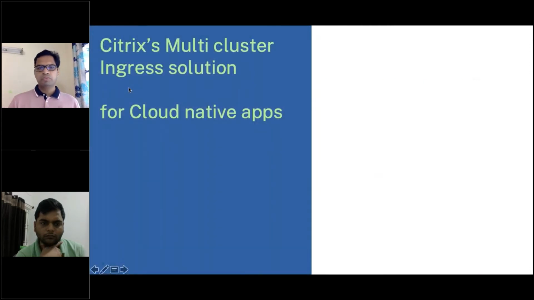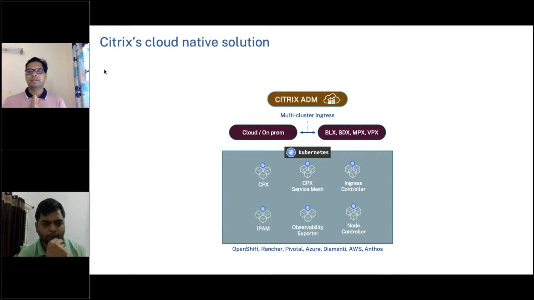So before we show the demo of our exact multi-cluster solution, I want to tell you what is available currently with Citrix ADC for multiple clusters. How do you do this basic routing of ingress traffic across different clusters? So we are not talking about the ingress controller for a particular Kubernetes cluster. We are now talking about a higher level entity which will route traffic across multiple clusters. So before that, a quick overview of what Citrix cloud native solution looks like.